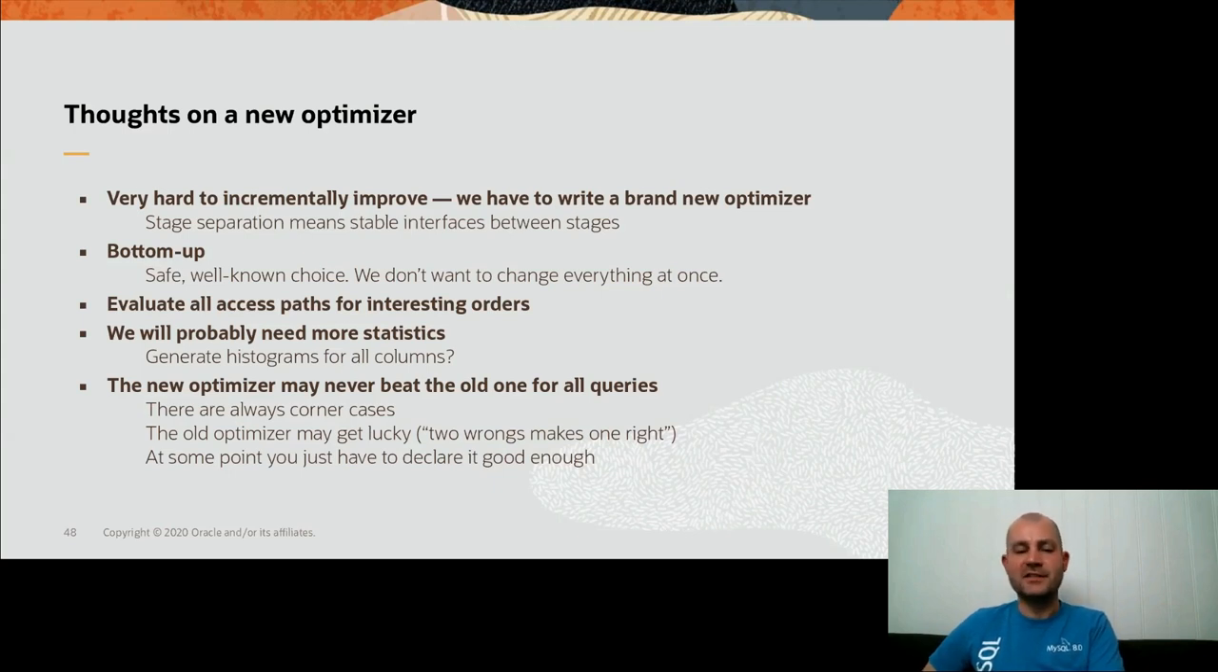Then the main question here is, how do we switch? If we're creating a new optimizer, how do we decide that it's good enough? The old optimizer is so simple, it might get lucky. And a proper cost-based optimizer will always have estimates and that kind of thing and get unlucky. So I'm really hoping that it will turn out to be lucky all the time. But I think at some point we just have to declare that it's good enough and deal with it.